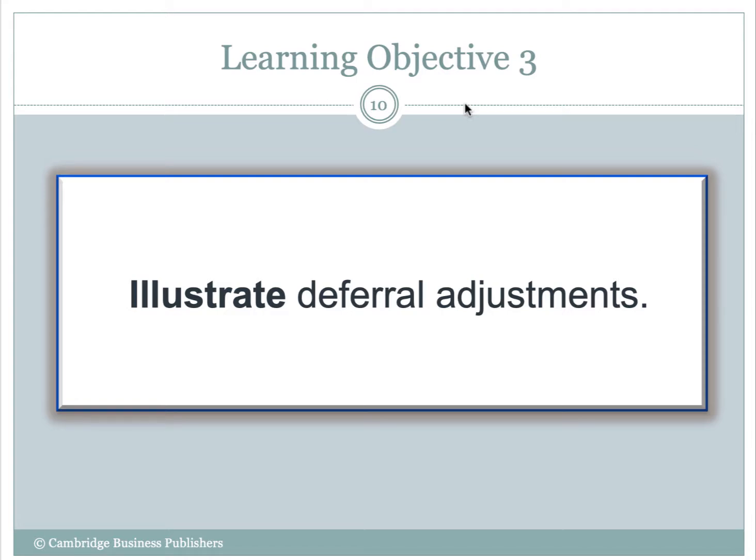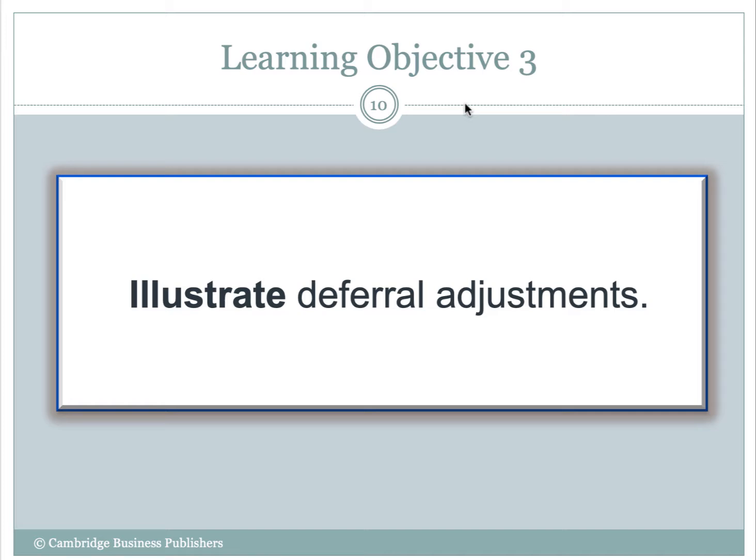Hello and welcome back. Still talking about Chapter 3, dealing with accrual basis of accounting. In this video, we're going to look at deferral adjustments as well as accrual adjustments. So remember, we said that when we're talking about the accrual basis of accounting, recognition is made regardless of when cash is either paid or received. Okay, so we're going to look at deferral adjustments.